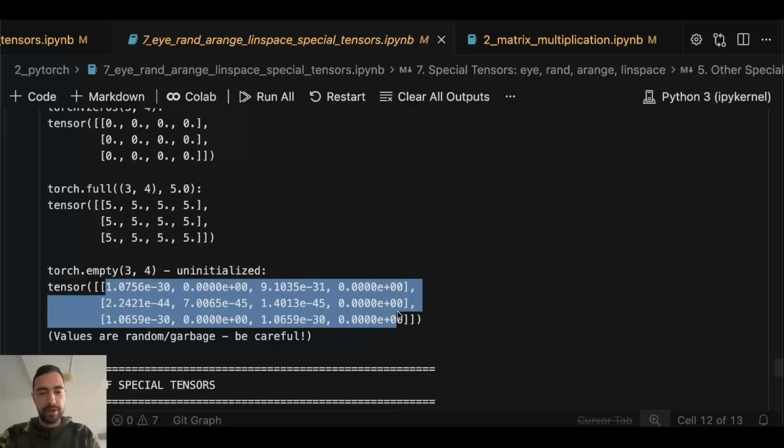You see, we have some garbage values here because we did not change them. We just took the memory, but we didn't change anything.